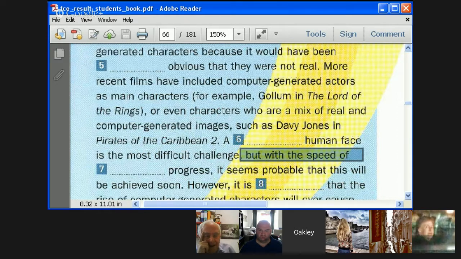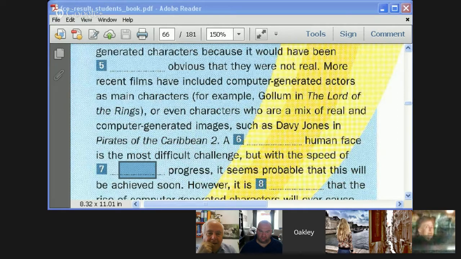Okay. All right, Gina, can you complete the sentence? But with the speed of blank progress, it seems probable that this will be achieved soon. With the speed of technology. No, I need to give you another word. Oh no. Oh, the speed. Okay. Ah. Oh, I get it. I got confused here.